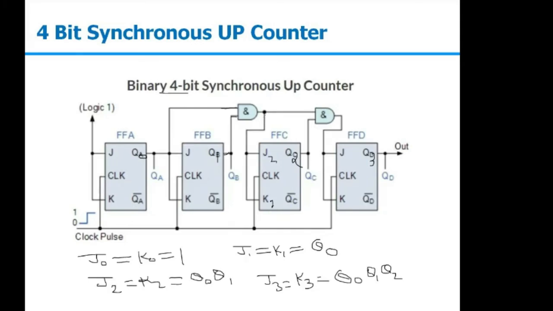So this output is giving me Q naught Q1 and then output. So this is my Q naught Q1 already is there and this is my Q2. So this will be my J3 K3. So you can extend this in terms of up counter. Similarly, if it is down counter, it will be in terms of Q naught bar, Q1 bar, Q2 bar and so on.